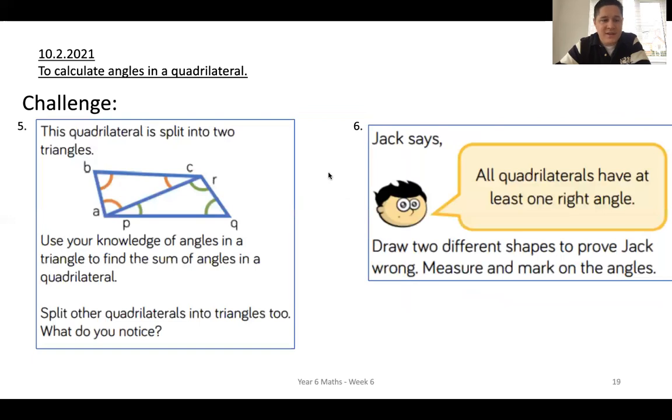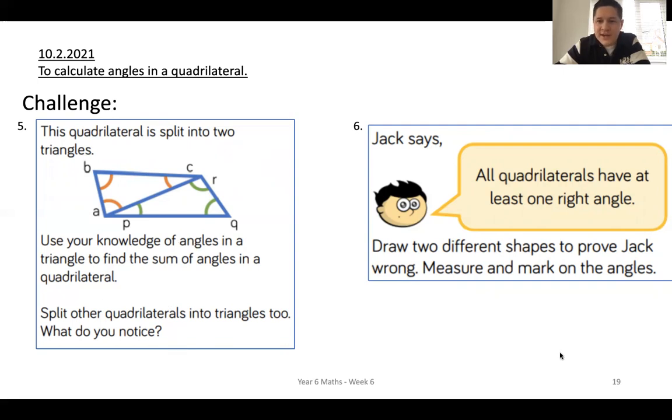Okay, and then the last thing that you're going to do today is a challenge. And it says this quadrilateral is split into two triangles. And that's what I tried to hint to right at the start of this video. Okay, your quadrilateral can make two triangles. And remember, that one is worth 180 degrees. That one's worth 180 degrees. And joined together, it's 360. And that information should help you answer that question there.